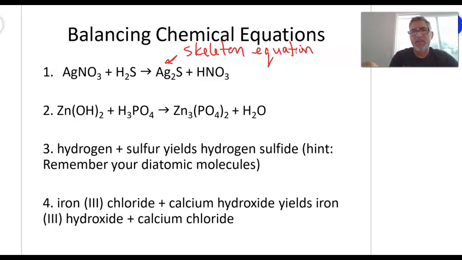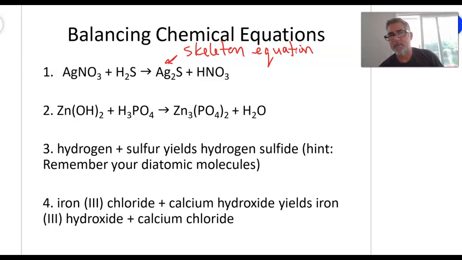And the skeleton equation is balanced for charge only, right? So you haven't talked about charges in your first semester yet, but if you did, you would know that silver ion has a 1 positive charge and nitrate has a 1 negative charge. So you could say that these two are balanced, right? Each hydrogen has a positive charge and each sulfide has a 2 negative charge. So 2 positives and 2 negatives would mean it's balanced, right? So those are balanced for charges, but not for matter, right?